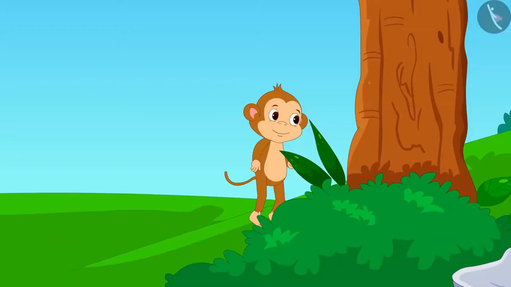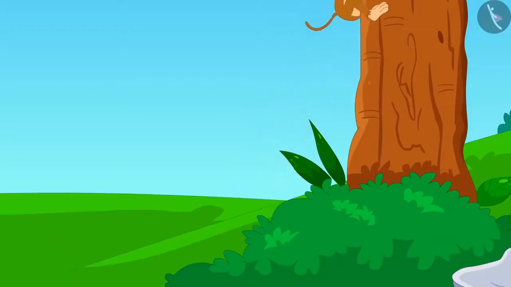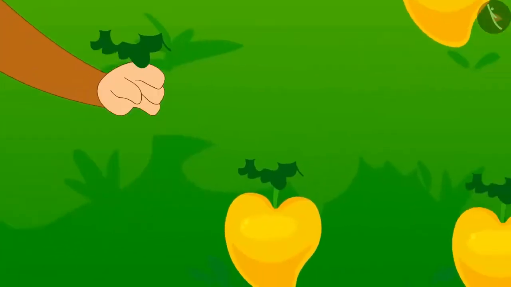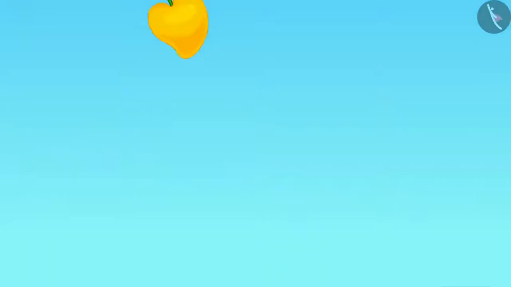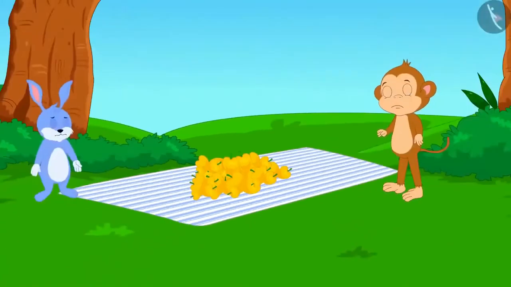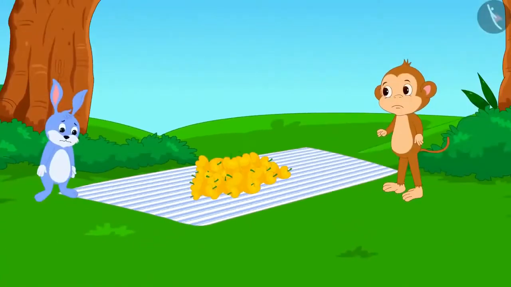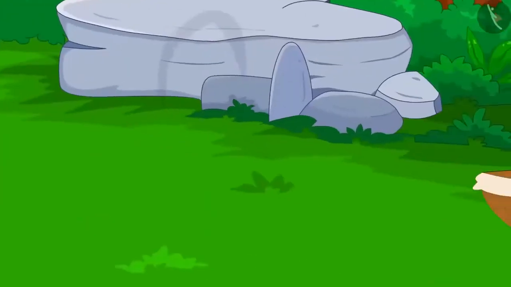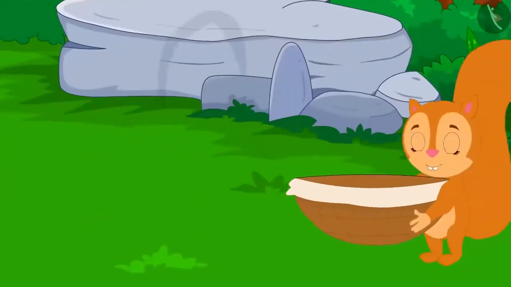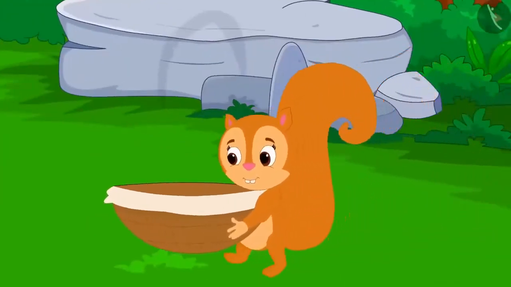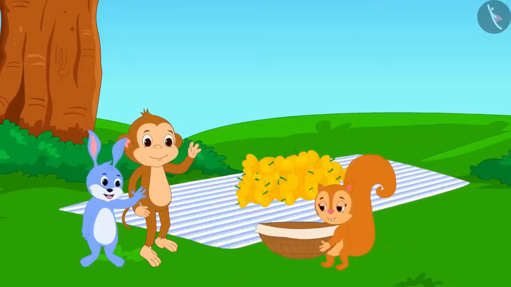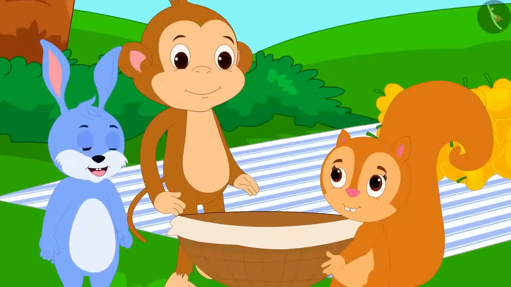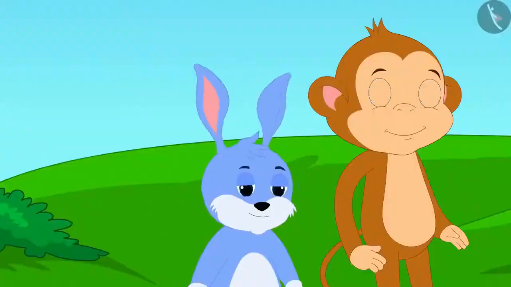Bunny agreed. Now Babban quickly climbed up the tree and plucked all the mangoes. But what is this? How will both of them take these mangoes to Appu's house? Neither of them has any basket or bag. Look, Chanda is passing by. She also has an empty basket. Babban and Bunny asked for her basket and told her the entire story.